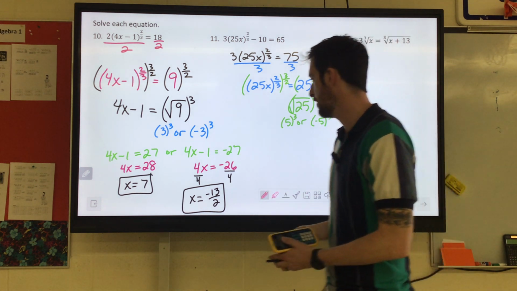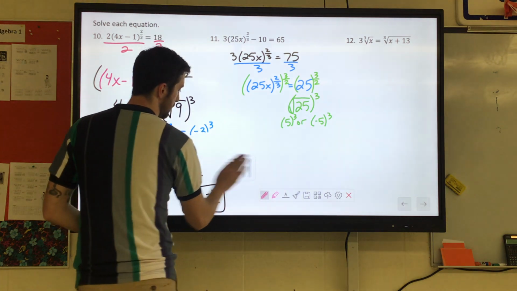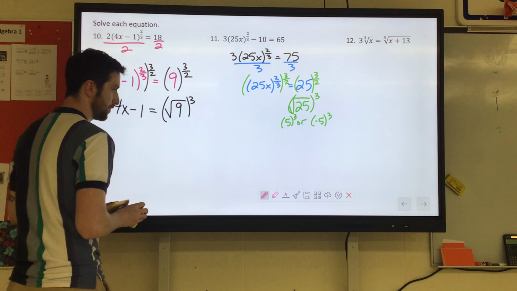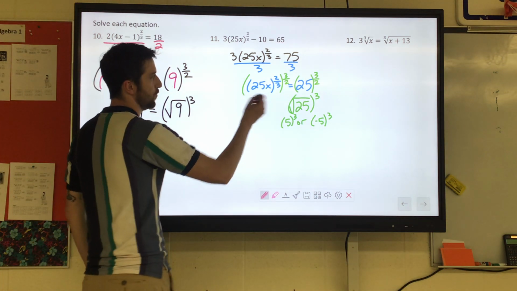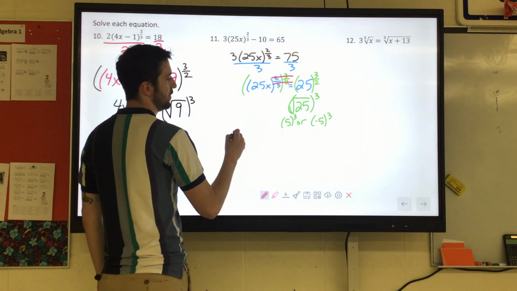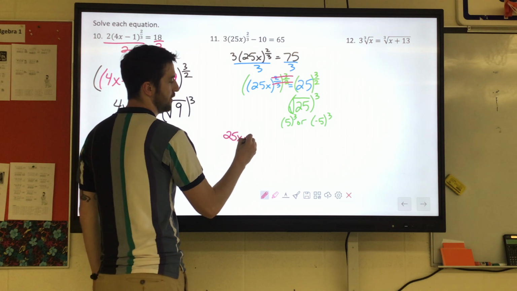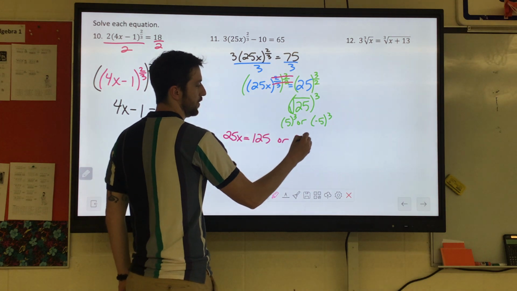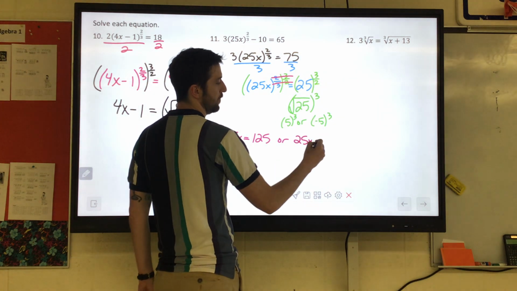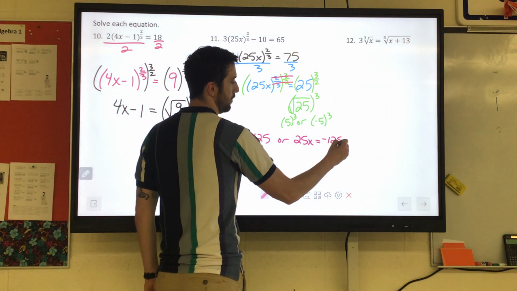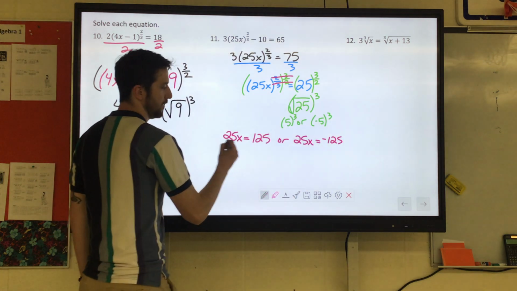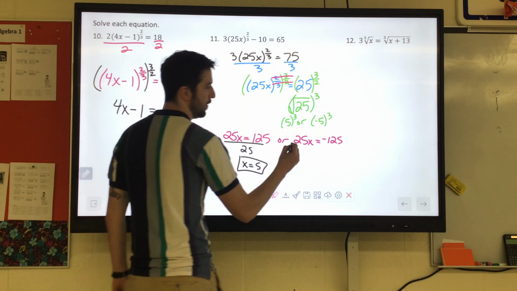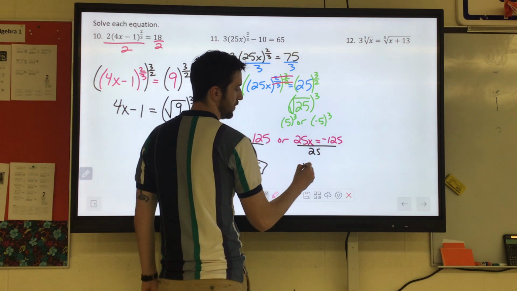I'm going to erase a little bit of this work because I need the space. So we'll have 25x on the left side. Everything else cancels out. 25x equals 5 to the 3rd, which is 125, or 25x equals negative 5 to the 3rd, which is negative 125. Then we just divide both sides by 25. x equals 5. If we divide by 25 over here, x equals -5.